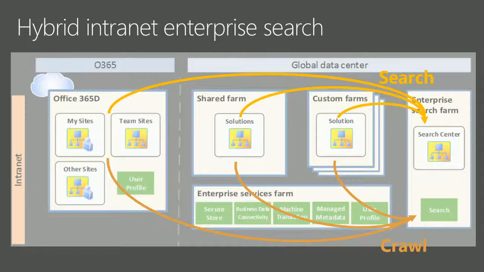Now, what I should mention here, because we just had the hybrid conversation, is that the environment on the left is O365D. Dedicated. Not many people have that. This is a good example. It is available, but it's not likely. You can't actually crawl O365. It's not allowed. The multi-tenant environment, which is where most customers sit, you cannot crawl from on-premise.